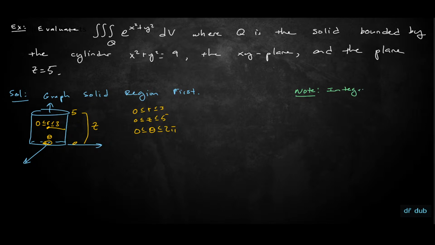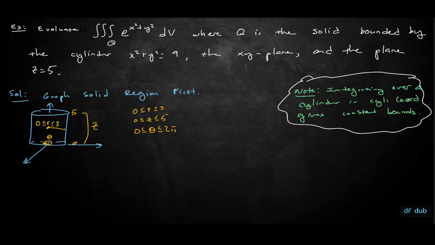Integrating over a cylinder in cylindrical coordinates gives constant bounds. So just something to keep in mind. Just like in Cartesian coordinates, integrating over a box gave us constant bounds for x, y, and z. Integrating over a cylinder in cylindrical coordinates gives us constant bounds for r, theta, and z.